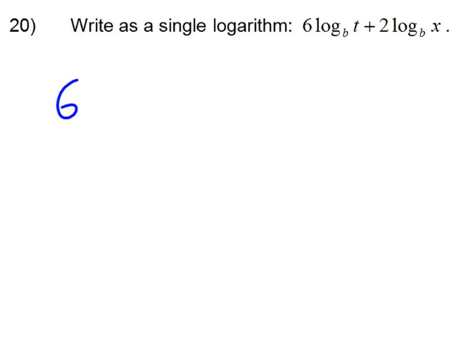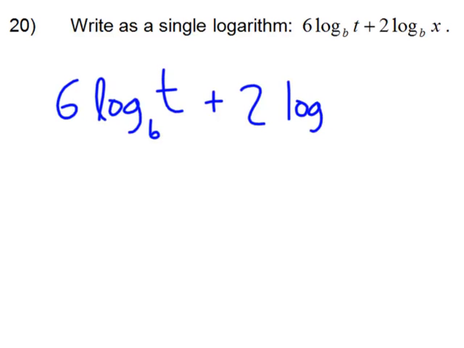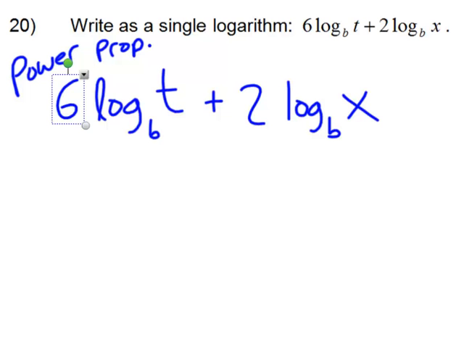I'm going to rewrite this: 6 log base b of t plus 2 log base b of x. Our power property is the one that tells us that we can take those coefficients in front. I can take the 6 here and I can move it up here.